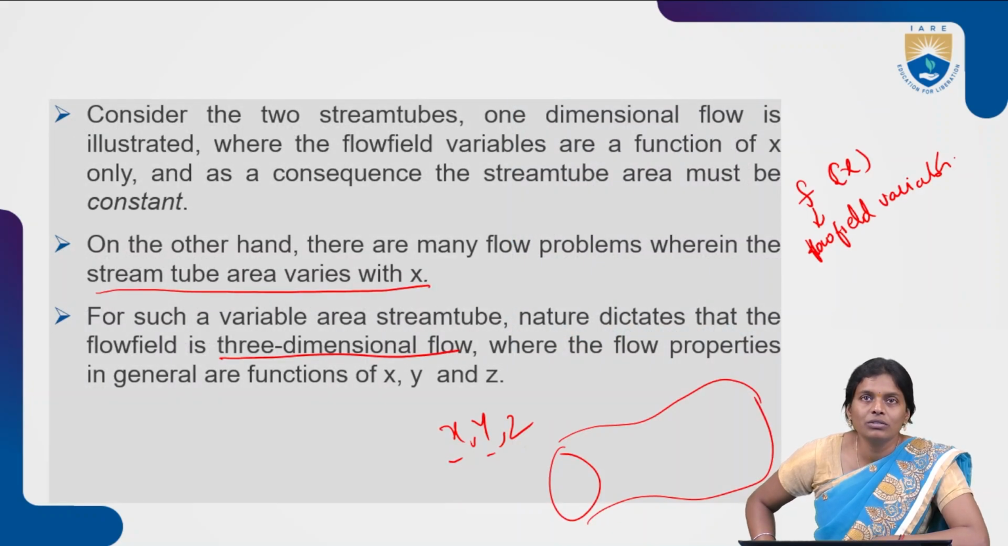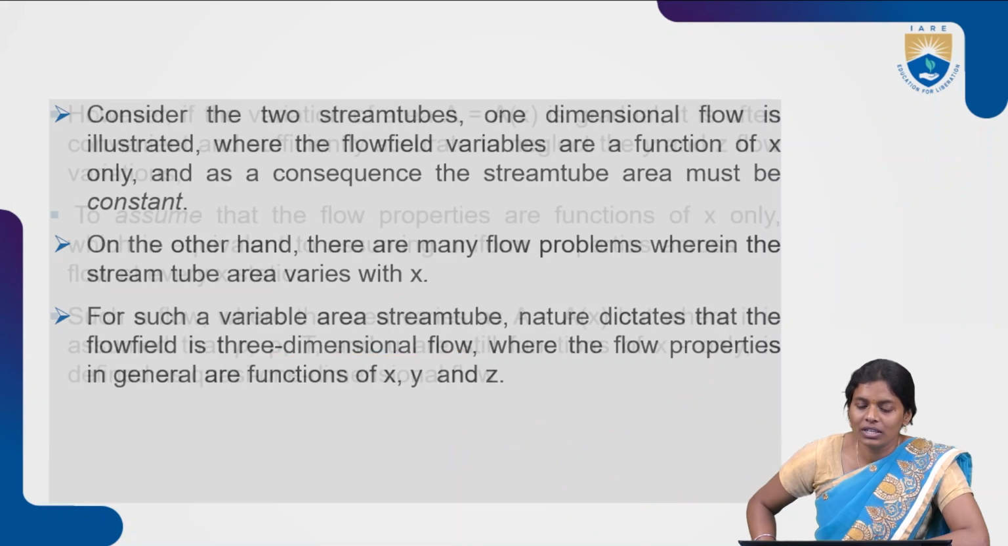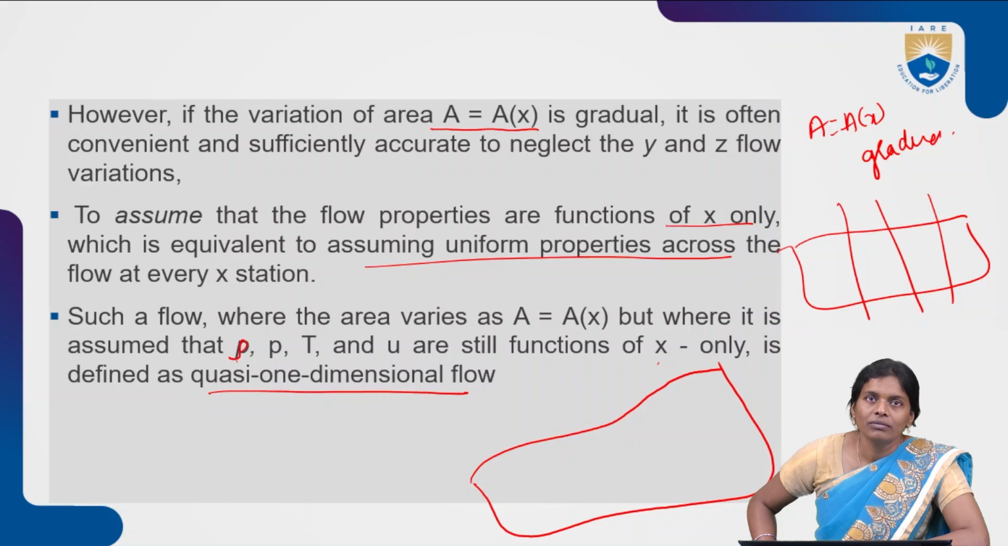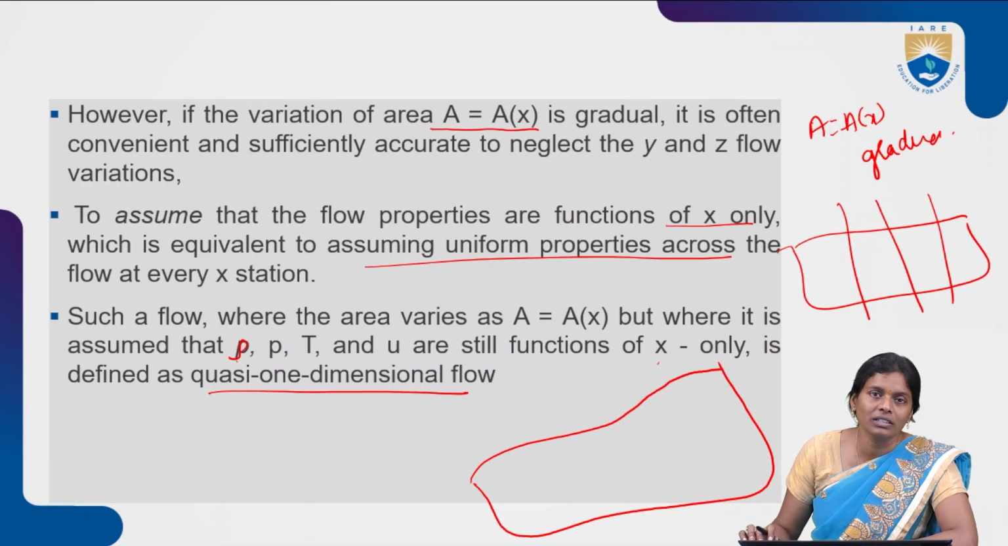Then we have seen the two stream tubes: one with constant area, and another where the area varies gradually with X. With constant area we have one-dimensional flow. With gradually varying area, since it is varying gradually, we neglect the Y and Z flow directions for convenience and sufficiently accurate purposes. To assume that flow properties are a function of X only, we assume uniform properties at every X station. Such a flow is nothing but quasi one-dimensional flow, right? So this is all about the introduction for normal shock waves.